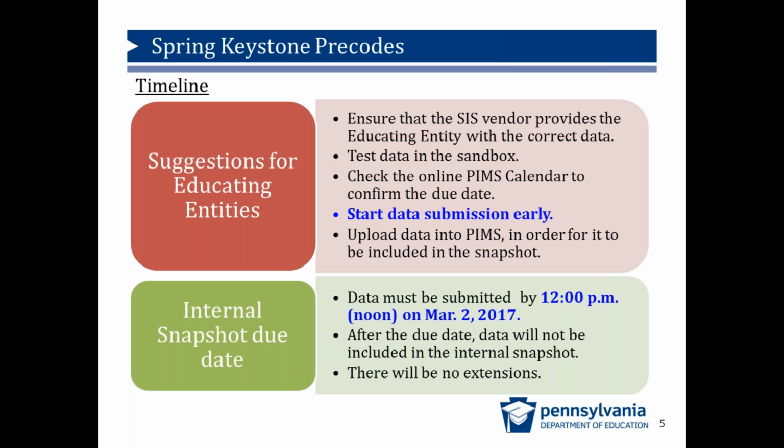The deadline for submitting data for this collection is 12 p.m. noon on March 2nd, 2017. After 12 p.m. noon on March 22nd, 2017, PIMS will shut down and data cannot be uploaded or included in the internal snapshot. There are pre-snapshot warning and verification reports that will be available in the sandbox and in Cognos prior to noon on March 22nd, 2017.